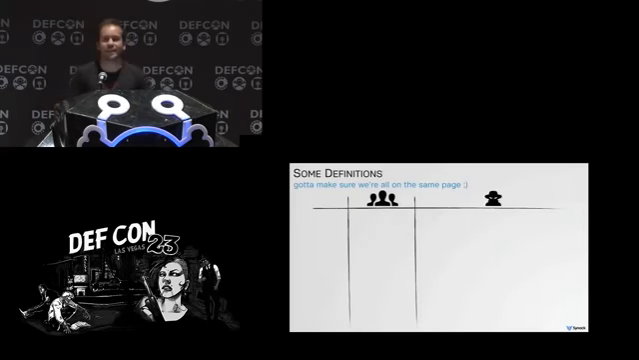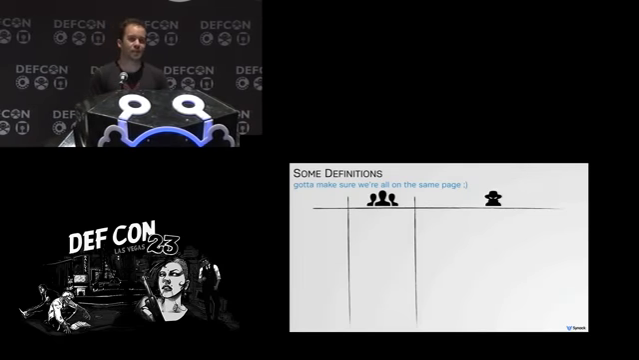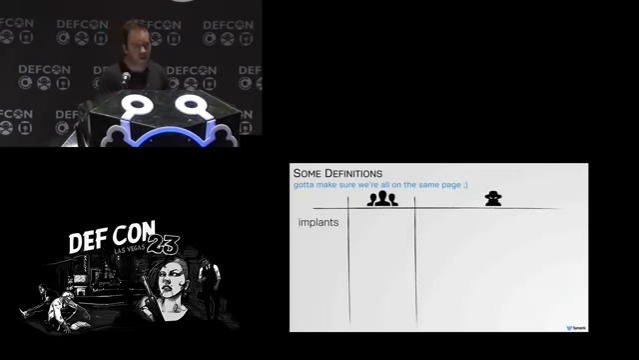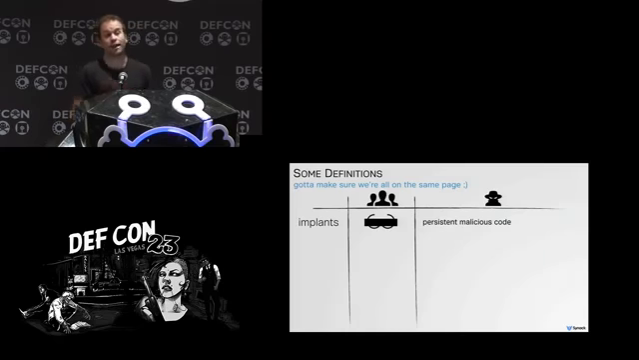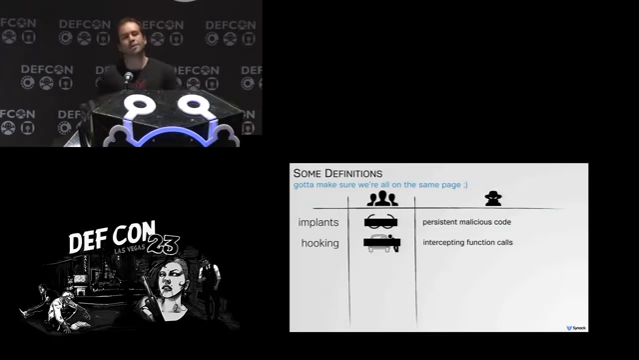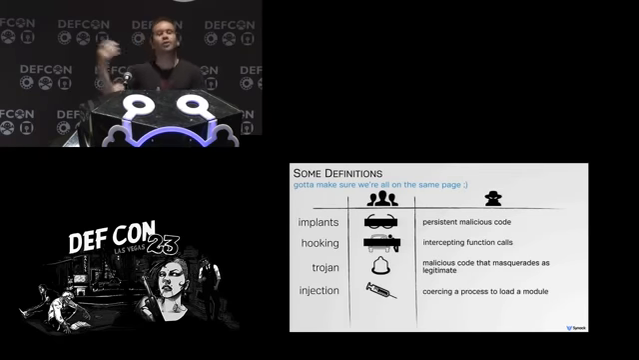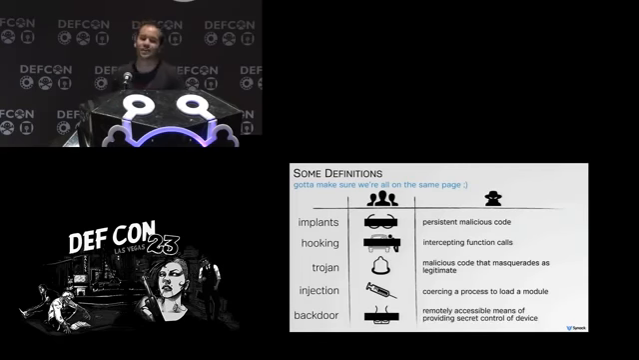All right, so before diving in, since we are in Vegas, I think it's good to concisely define any possibly ambiguous terms. In the context of this presentation, when I'm talking about implants, I'm talking about persistent malicious code. When I'm talking about hooking, I'm talking about intercepting function calls, installing a hook or a detour. A Trojan is a malicious program, something that pretends to be legitimate. Injection is all about getting code into a remote process. And finally, a backdoor is code that provides undetected remote control of a computer.